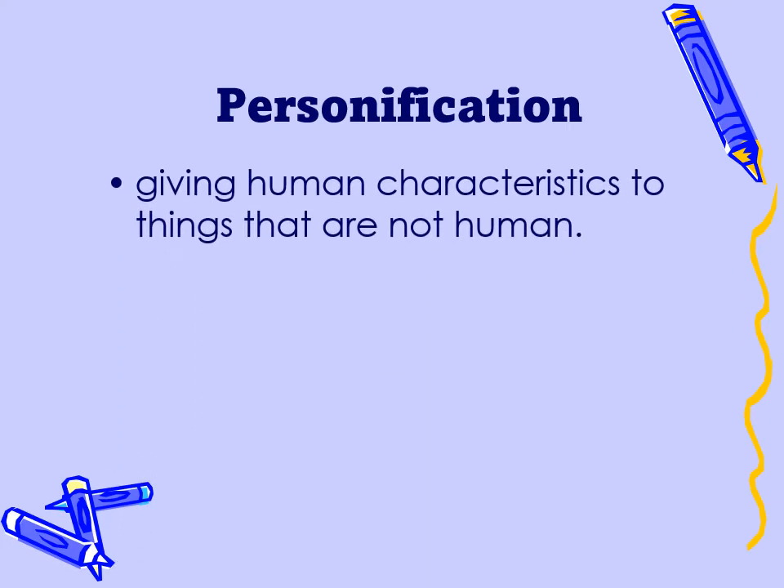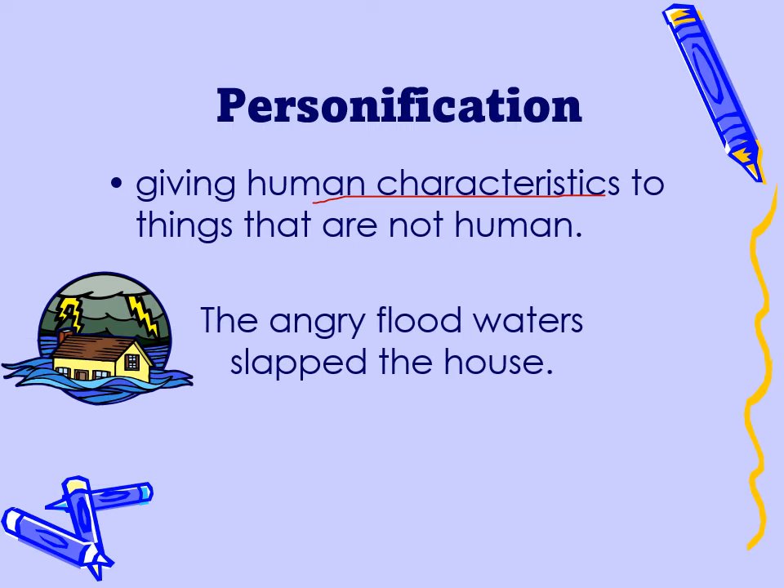Okay, next we have personification. It is giving human characteristics to things that are not human. For example, the angry flood waters slapped the house. Which human characteristics can you see in this sentence? All right, we have the angry and the slapped. Who or what is being talked about in this sentence? Yeah, the flood waters. The flood waters cannot be angry and cannot slap someone, right? But in this sentence, the flood waters were given the human characteristics of being angry and at the same time being able to slap the house. If you imagine what happened here, the flood wiped the house away or covered the house with water.